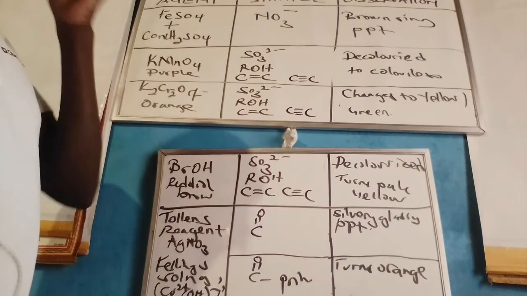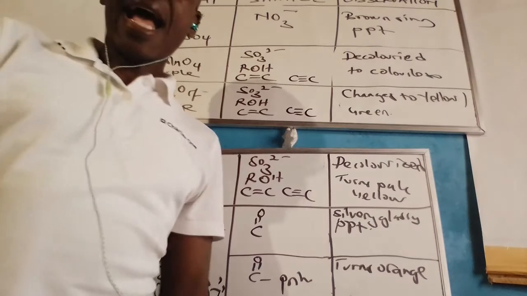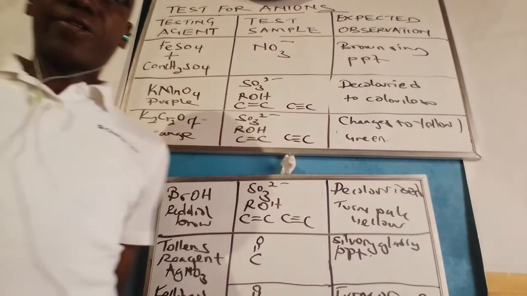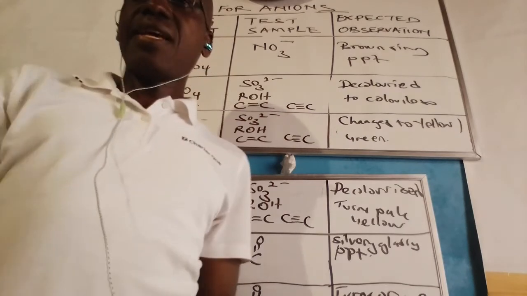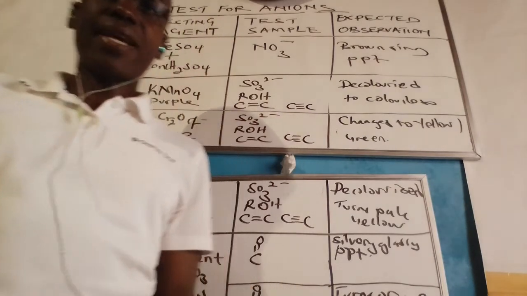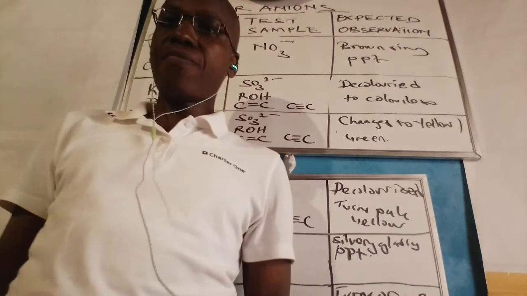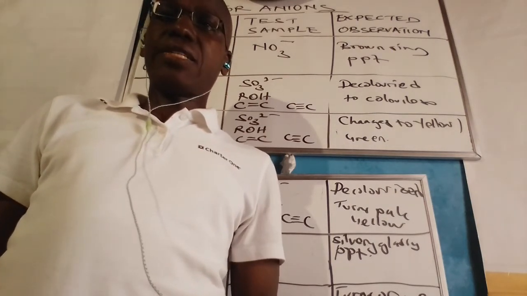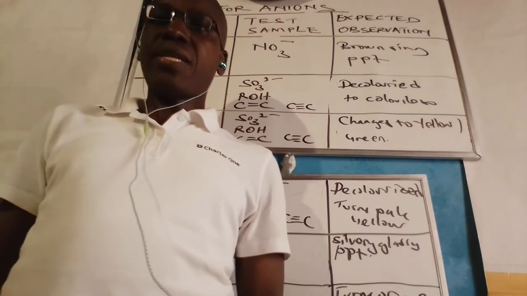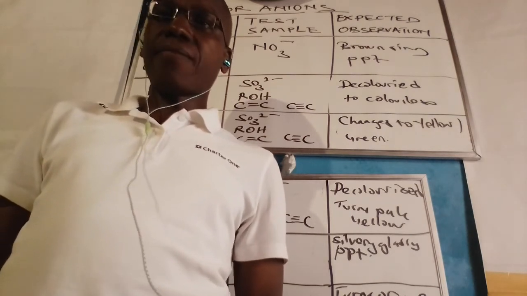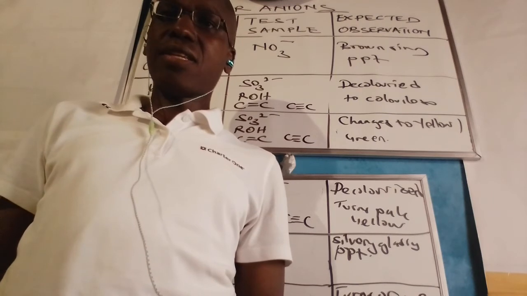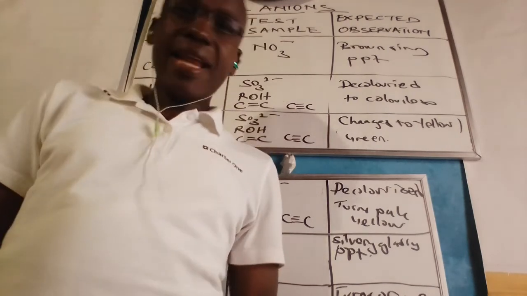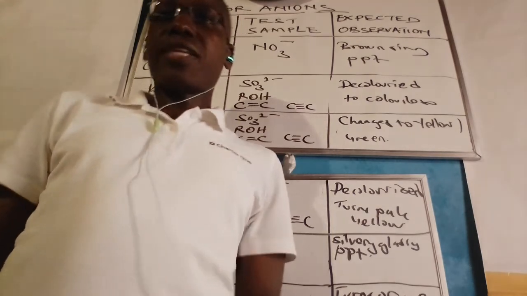So in summary, therefore, what we have seen here are the test agents and how they are applied in the testing for anions. In summary, we have said that chloride ions are tested by silver nitrate, whereby they form a white precipitate, which is insoluble. They are also tested by lead nitrate, which forms a white precipitate that dissolves on warming after adding excess dilute nitric acid.